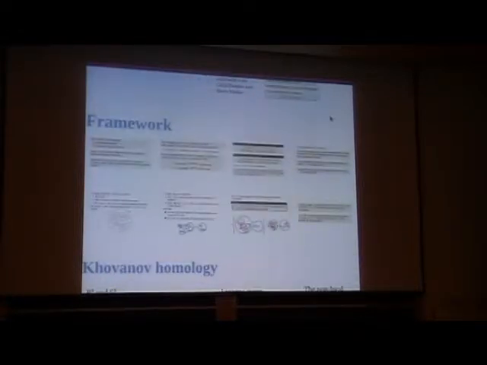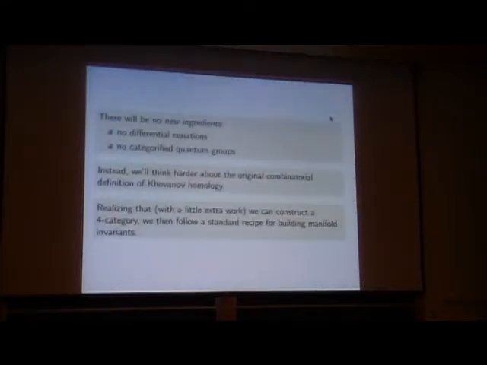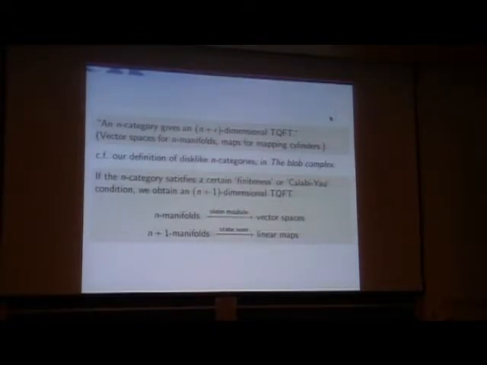Okay, so what's the framework that we're working with today? First of all, there are no new ingredients in this. There are no differential equations. We're not trying to categorify all of quantum group theory. We're just taking what we already know about Khovanov homology, which has been around since the early days of Khovanov homology, this combinatorial description of a link invariant. And we'll realize that with just a little bit of extra work, we can build a four-category. And using that four-category, we can then follow a very standard recipe for building invariants of manifolds. So I just want to say a little bit about what that recipe is and which aspects of the usual recipe we're going to use today.